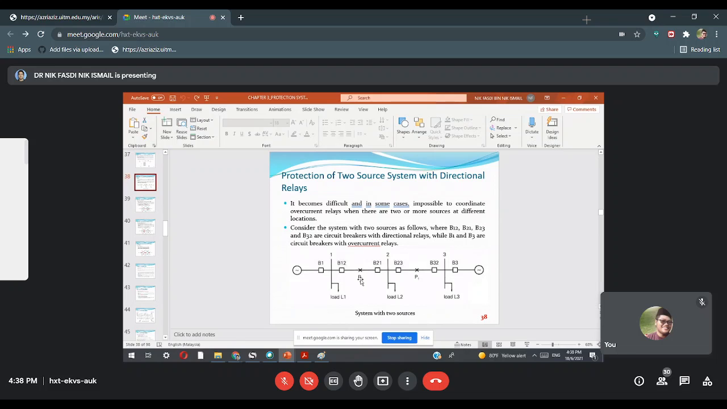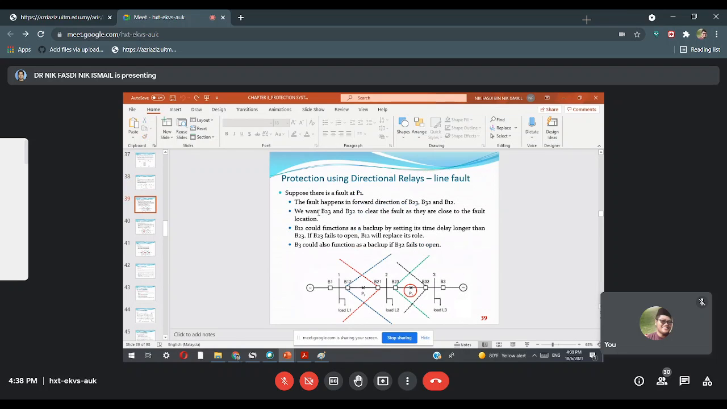Okay, faham okay, kita tengok kat sini. Suppose there is a fault at P1. Fault berlaku dekat P1. Okay. Alright, the fault happen in forward direction for B23, okay, B23, B32, and B12.